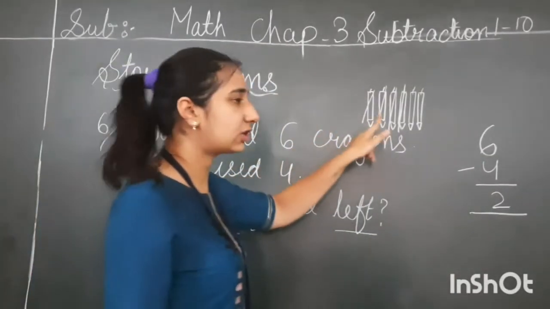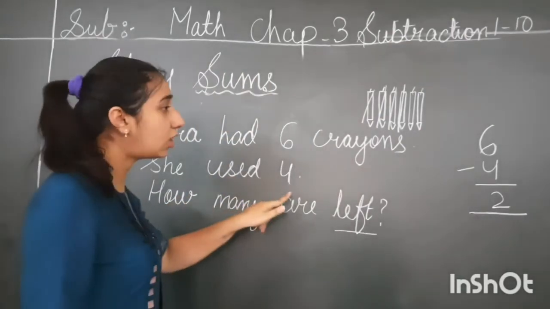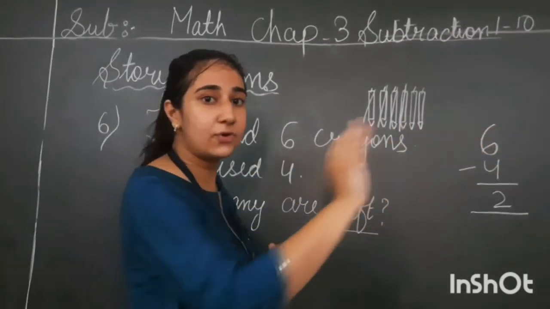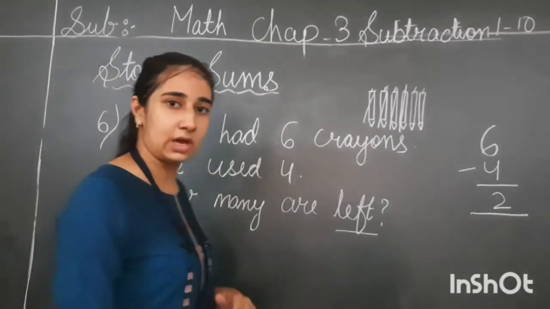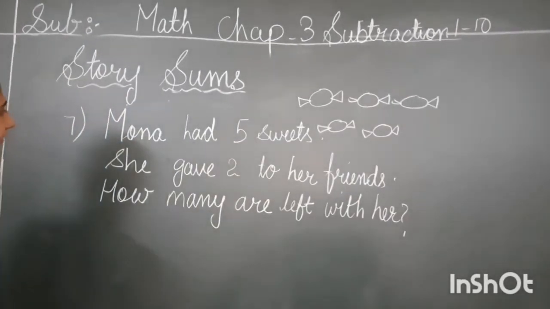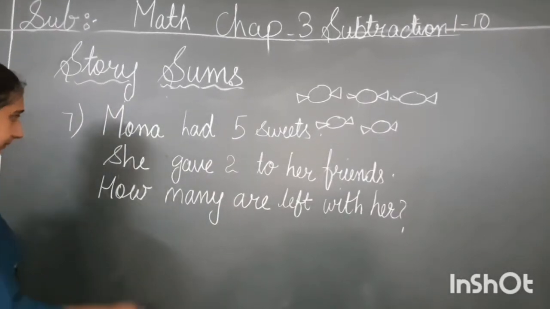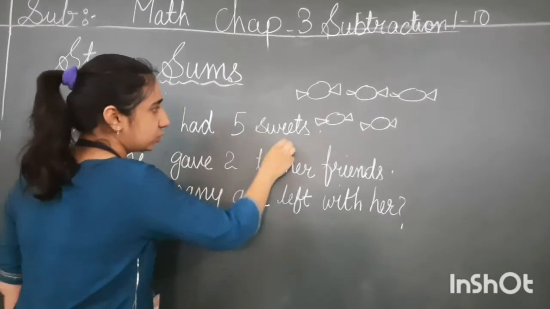She was having 6 crayons before. She used 4, that means 4 goes away from her. 2 left with her. Our last question, 7th question is, Mona had 5 sweets.